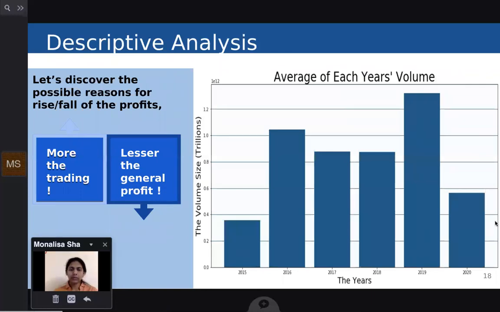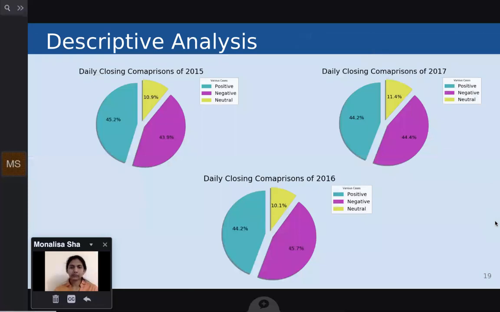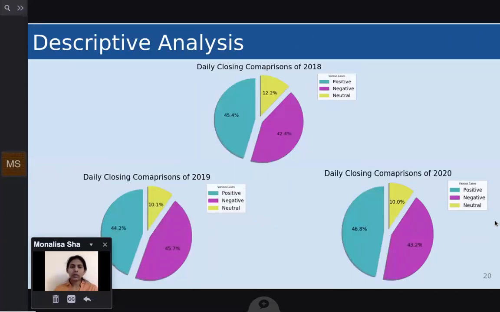To know the reasons for the profit trends, we checked daily trading activity, that is, the volume of the stocks for those years. And from the graph, we found that the more the trading happened in the year, the lesser the profit for that year. These charts show the daily closing price comparisons of each year. So finally, from our overall descriptive analysis, we observed that the more the volume, the more frequently a stock will close with lesser value that day.